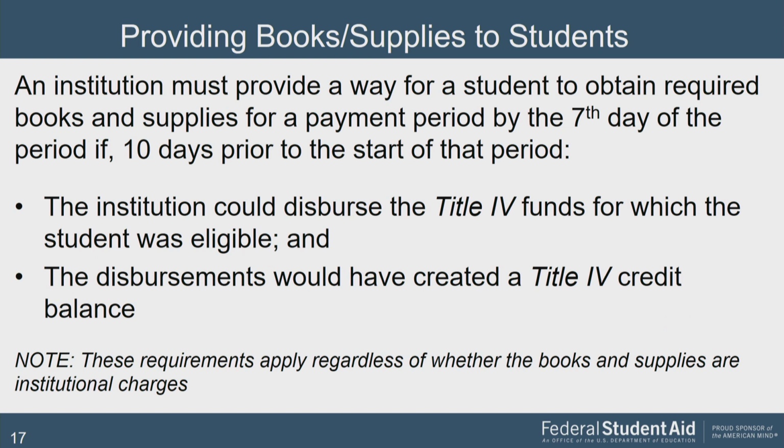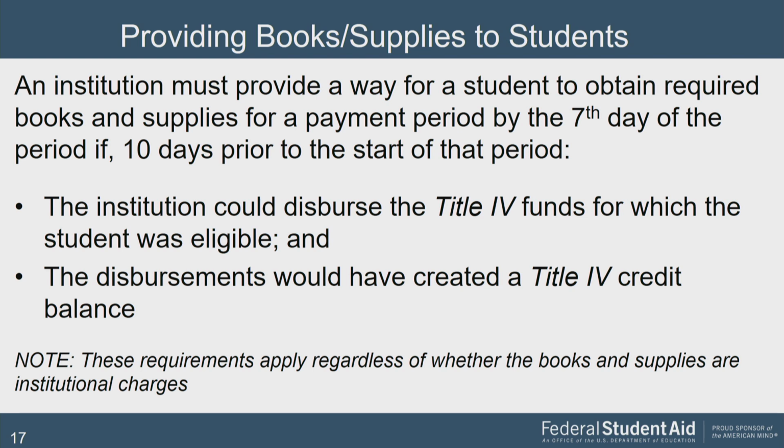So there are some other requirements for books and supplies, and I want to be clear here that this is a requirement that applies in all cases, not just cases where the books and supplies are being treated as institutional charges. So an institution has to provide a way for a student to obtain required books and supplies by the 7th day of the payment period if, and this is when this applies, 10 days prior to the start of the period, the institution could disburse Title IV aid for the student, and the disbursements would have created a Title IV credit balance.